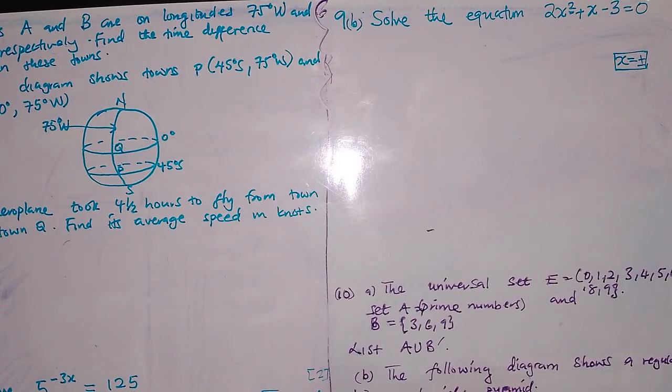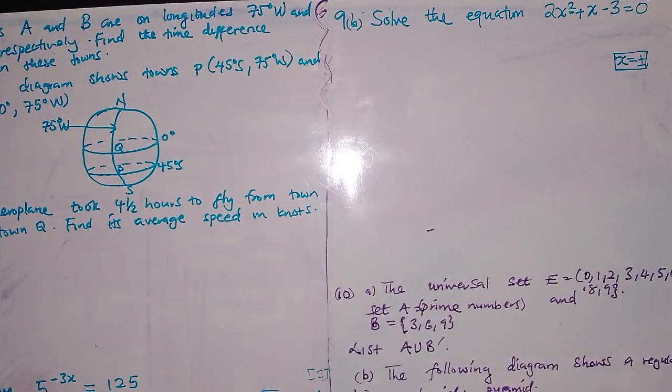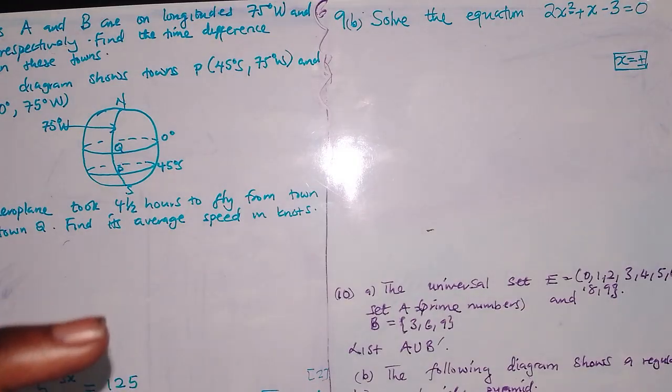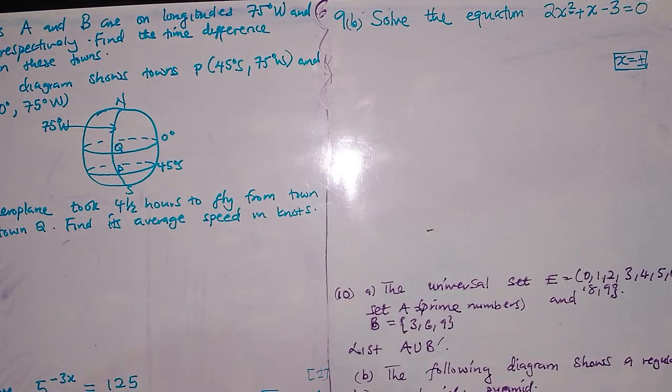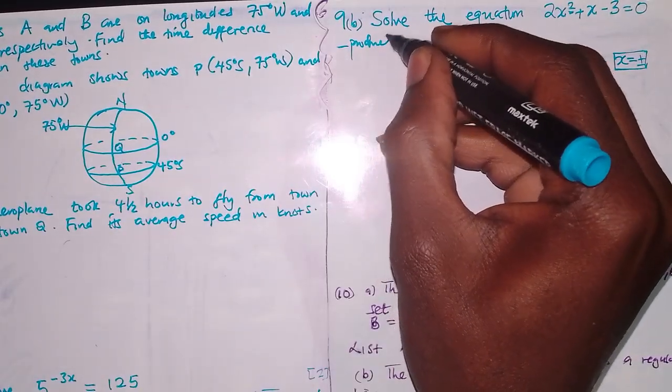So remember, this is a quadratic equation. You have to apply factorization. Remember, in our question 3, we solved factorization. So how can we solve this equation? Our first step is to find the product. So what do we mean when we say product?